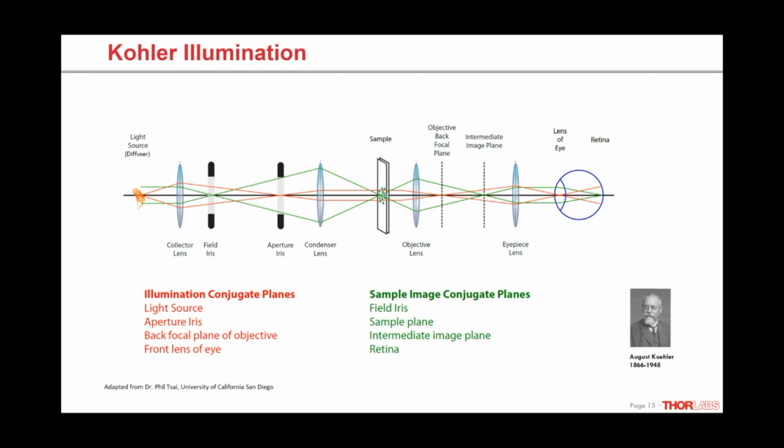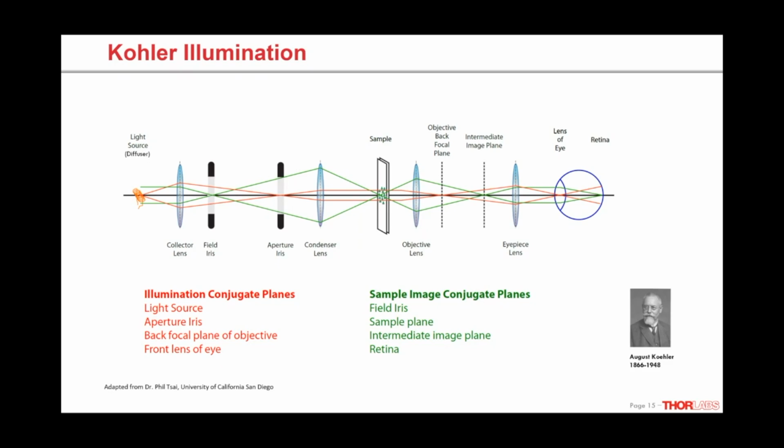The sample is conjugate to the intermediate image plane where one could place a camera for imaging, and then it's relayed through the eyepiece lens and the lens of the eye and focuses on the retina, showing that the sample is actually showing up in the eye.